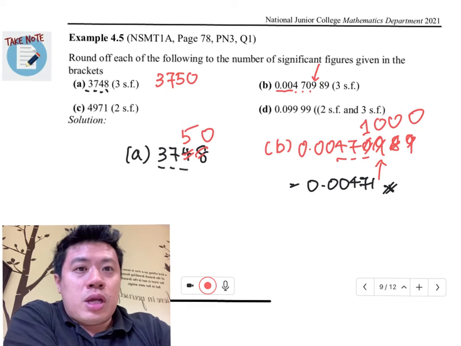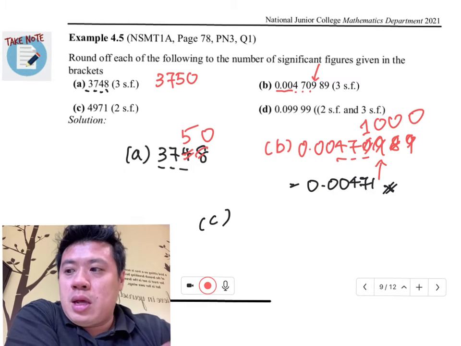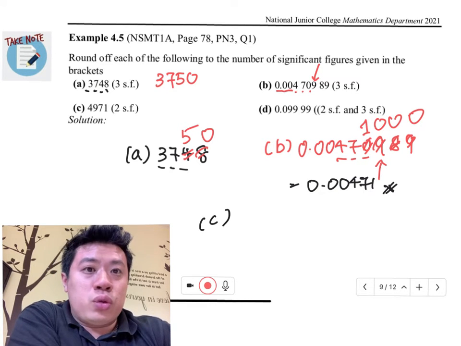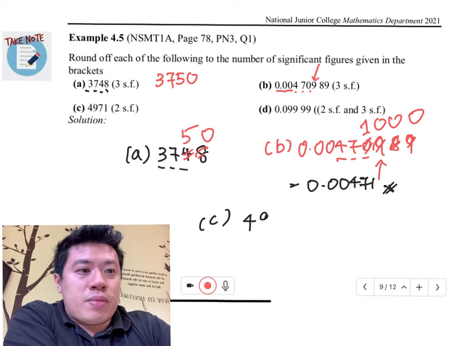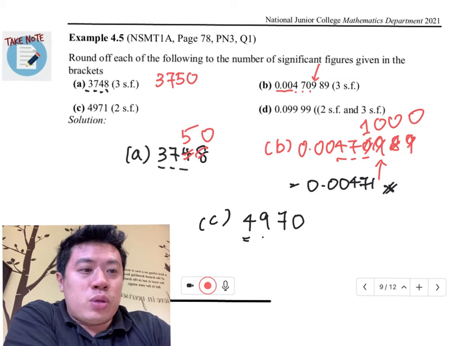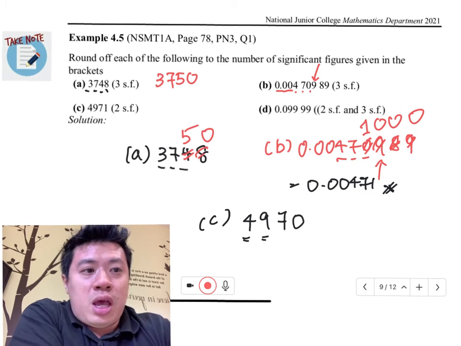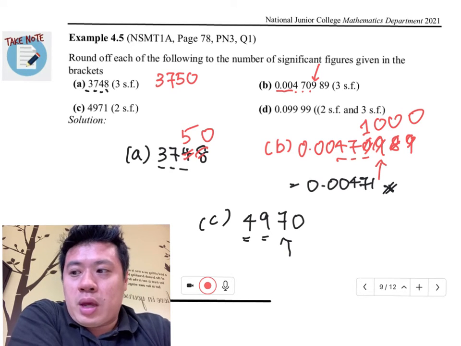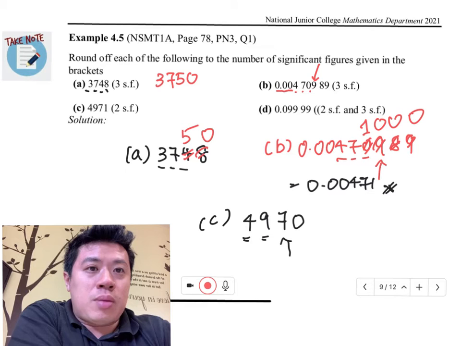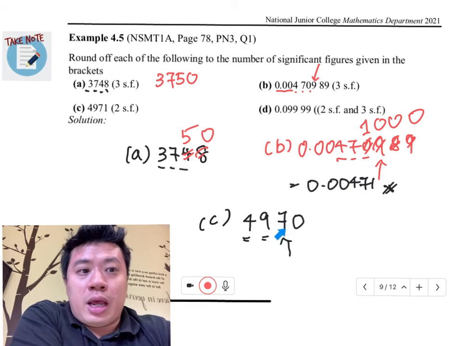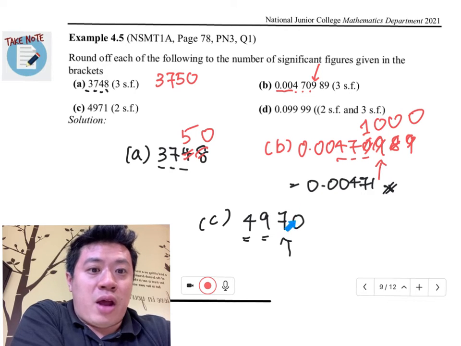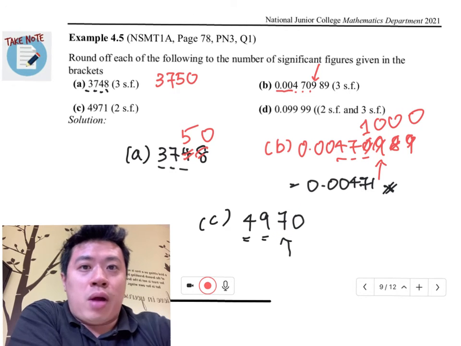So let's look at C. For C, you are rounding off to 2 significant figures. You take a look at 4, 9, 7, 0. We look at the first 2, this is our 2 significant figures, and we look at the third one. You can see that this is higher than 5, so we probably got to round up.